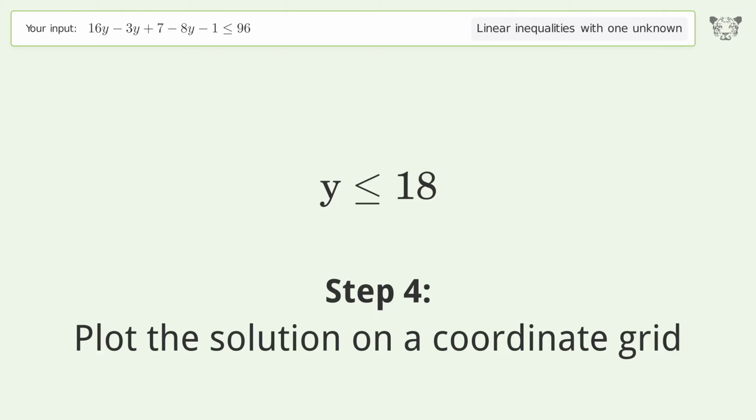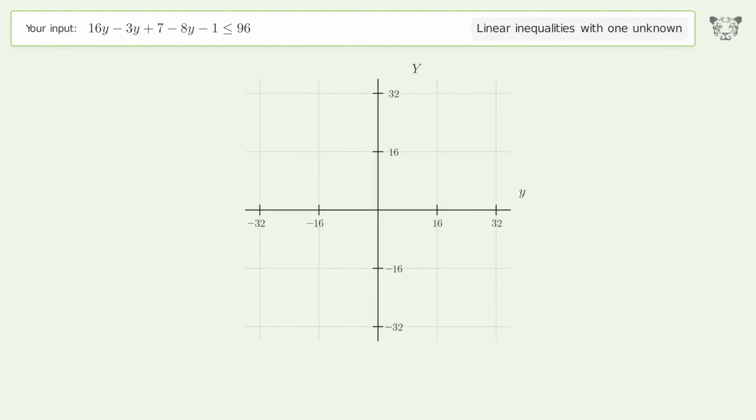Plot the solution on a coordinate grid. And so the final result is y equal or smaller than 18.